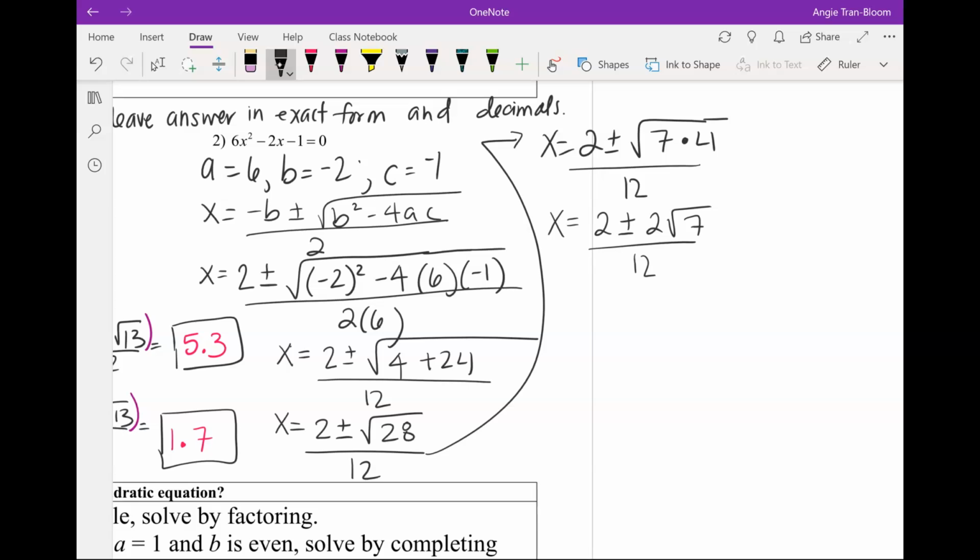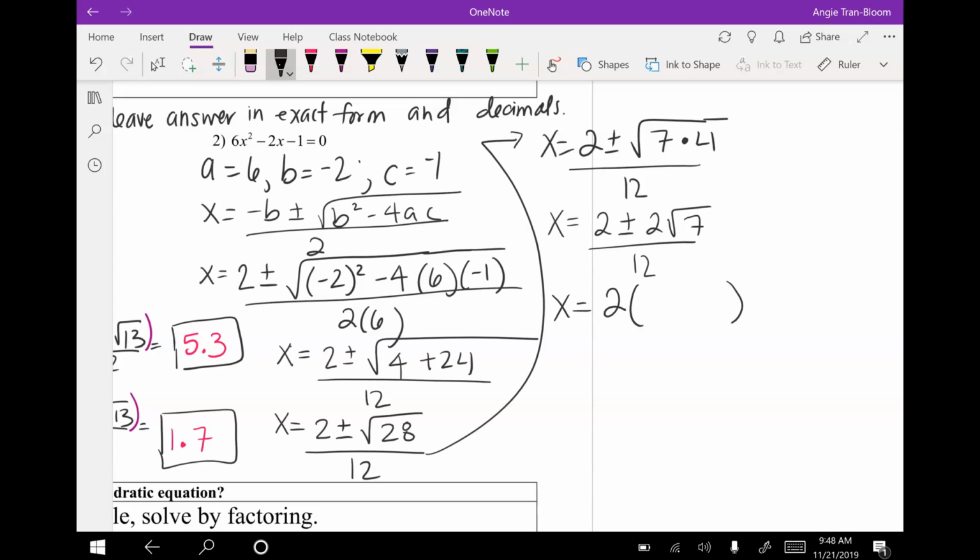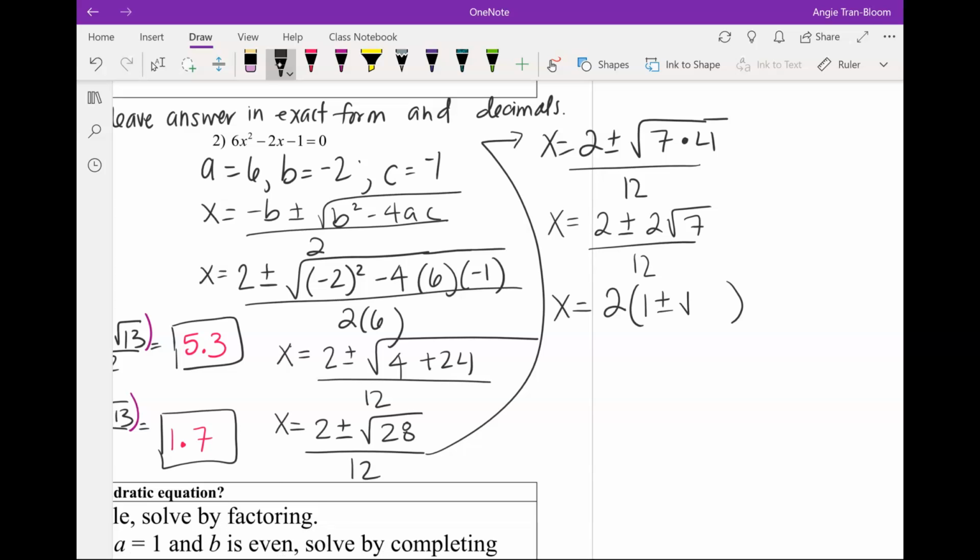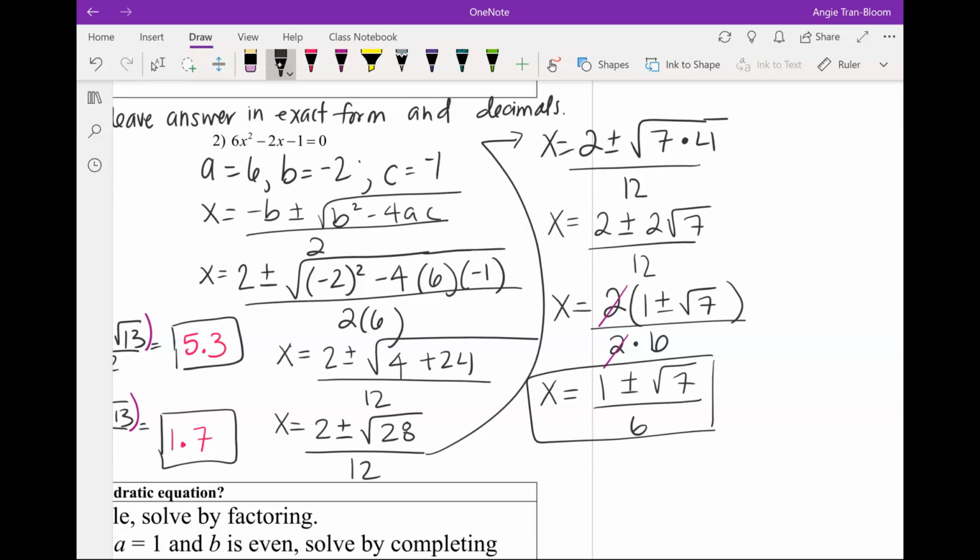What do we do next? Simplify. Can I factor out something on the numerator? What are you going to factor out on the numerator? A 2. What's left if you do factor out 2? 1 plus or minus radical 7. Would you agree that I can break 12 up to 2 times 6? Yes. So 2 and 2 would reduce. Now we have our final exact answer. Box that up. That is the exact answer.